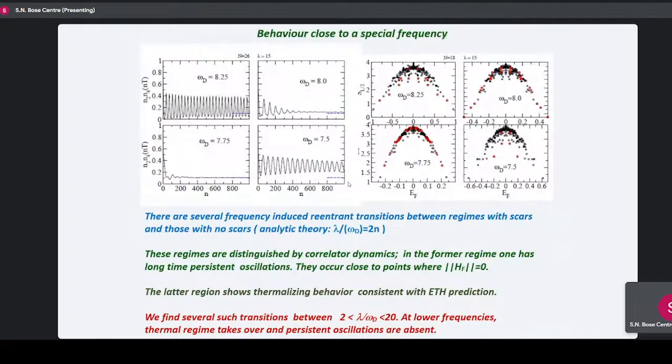So now let us look at the behavior close to a special frequency. Close to a special frequency, what happens is that you have this oscillatory behavior when you are slightly off. As you approach this special frequency, which is 7.75 in this set of units, it turns out that these oscillations go away and you see very rapid thermalization. But when you lower this frequency further, you see that this oscillation persists. The scar structure is a bit messy here, but one can see that, at least at 7.75, everything is in the thermal band. Here, there are a couple of scars which have large overlap and they lead to these oscillations, and so on.